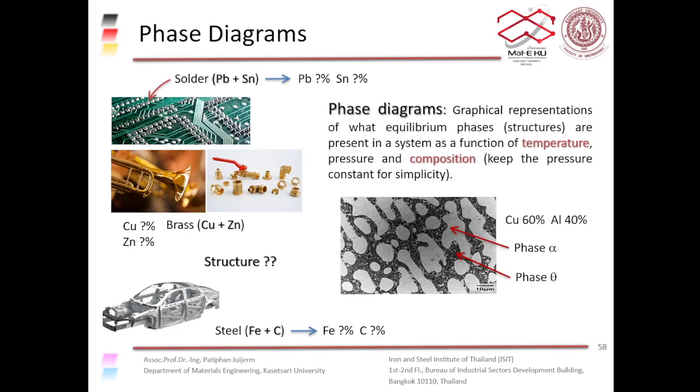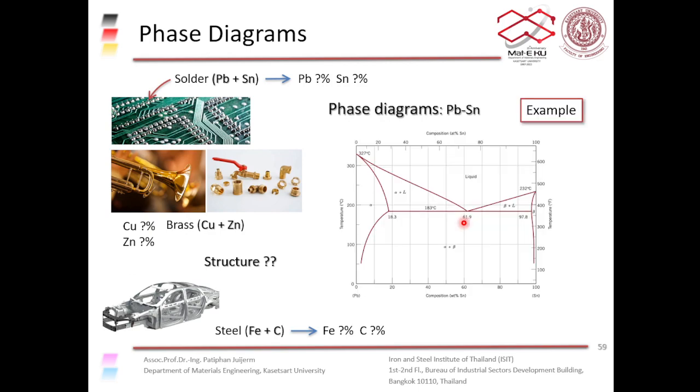So from previous slides, you can see that there are two phases in the copper and aluminum system, right? You have the alpha phase, theta phase, and they look different. Like one is darker, the other one is lighter, right? So that is for the copper and aluminum system. But when we're looking at the lead tin system, we can see that the alpha phase is on the left hand side of the phase diagram. The beta phase is on the right hand side of the phase diagram.